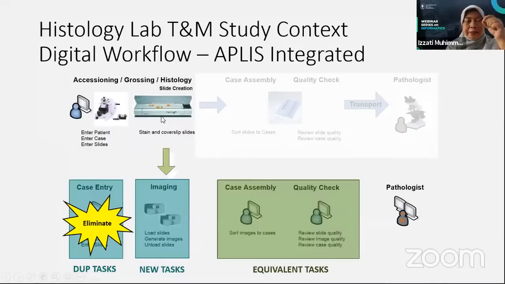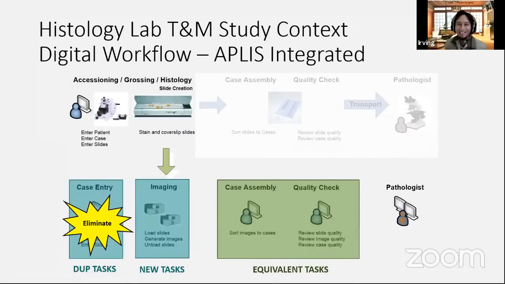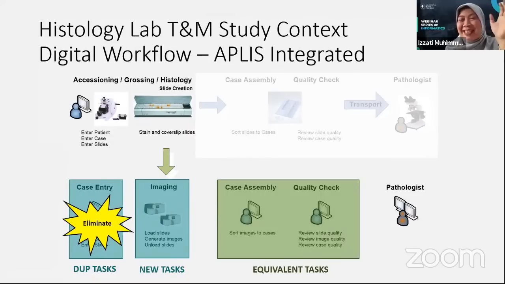And the quality check for that slide is controlled by Balitbangkes. I don't know what that is in English. Balai Penelitian dan Pengembangan Kesehatan. So like a research center.